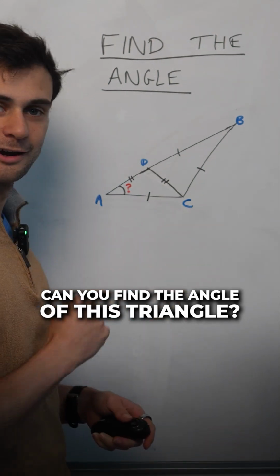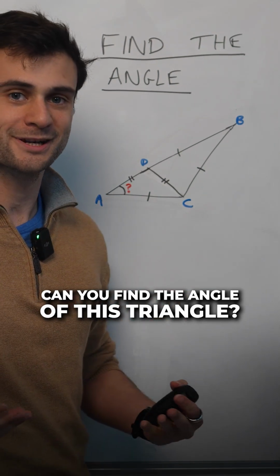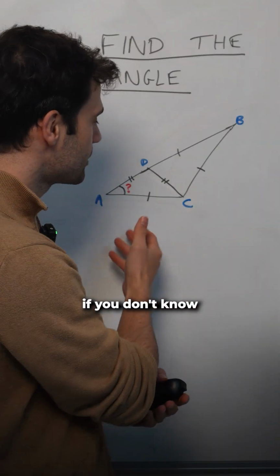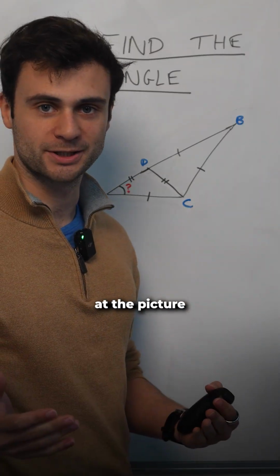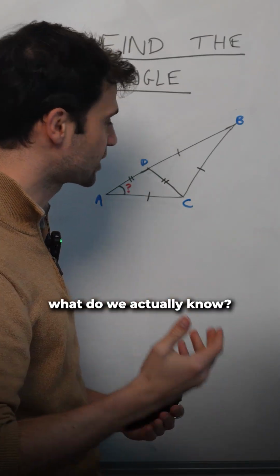How can we find the angle in this triangle when it hasn't given us any other angles? Now, if you don't know how to solve this problem, don't just stare at the picture. Start by asking, what do we actually know?